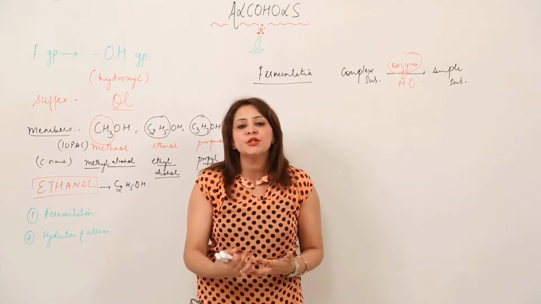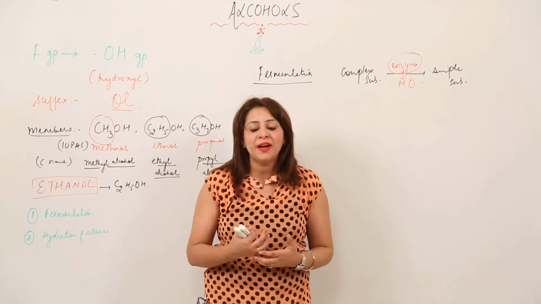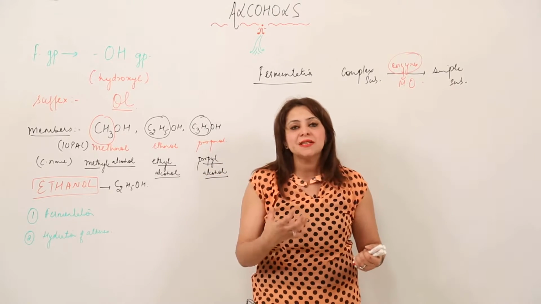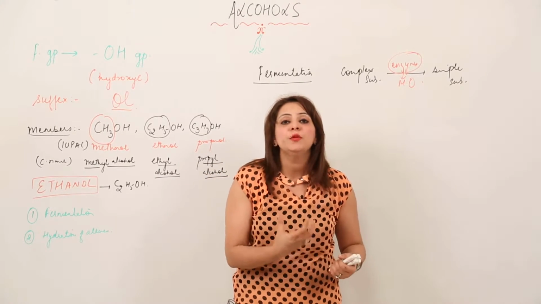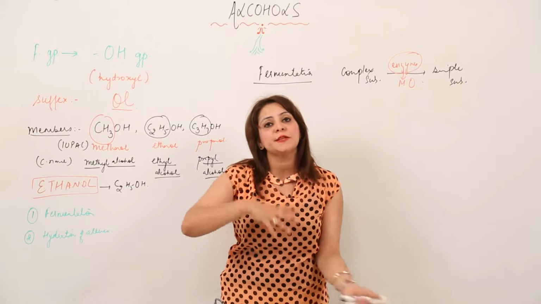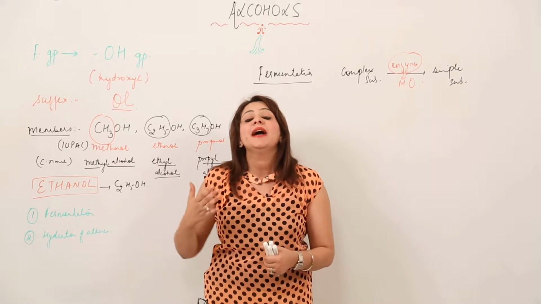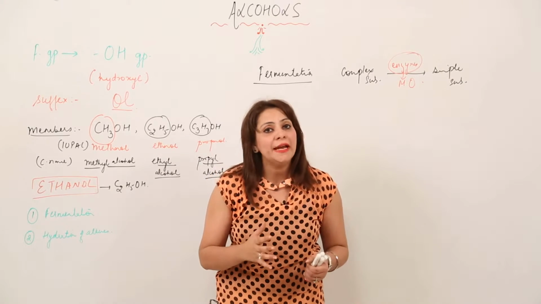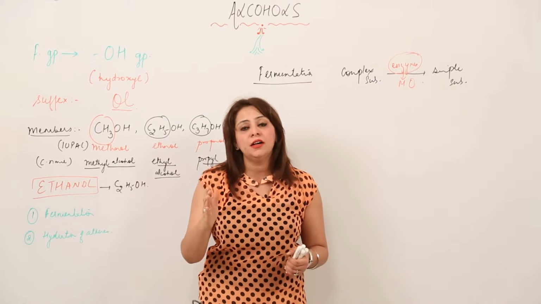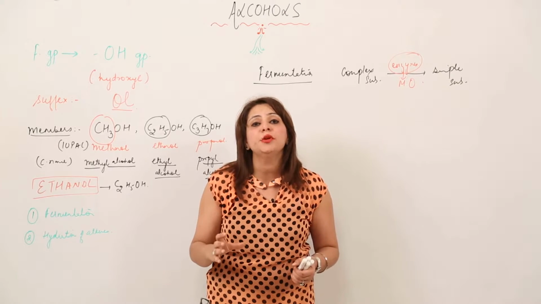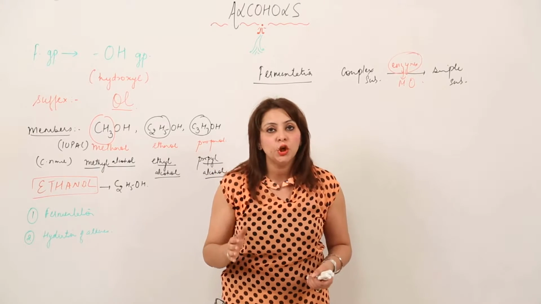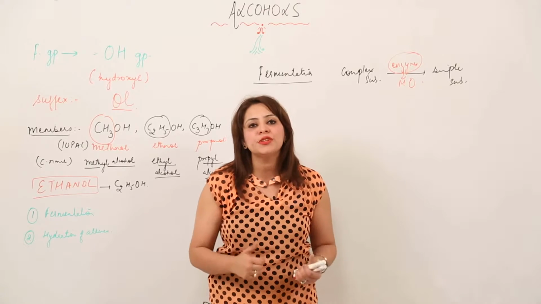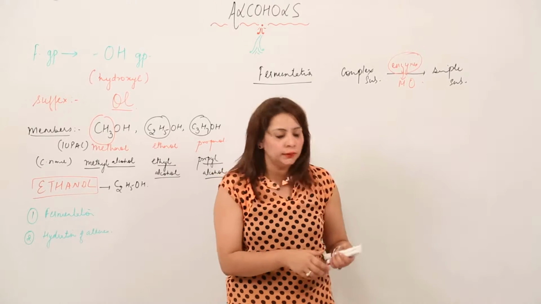So if somebody asks you to define fermentation, how are you going to define it? You are going to say that yes, it is a process in which the complex substance gets broken down into simple substance by the action of enzymes which are released by the microorganisms. See, this is the basic phenomenon which is used in breweries for the preparation of ethanol. So let us see how it is used in the production of ethanol.